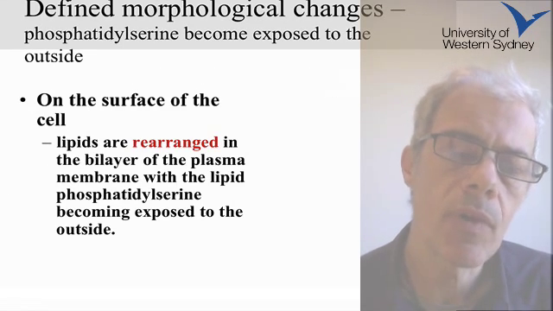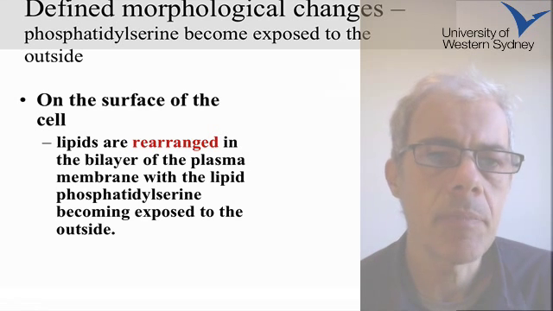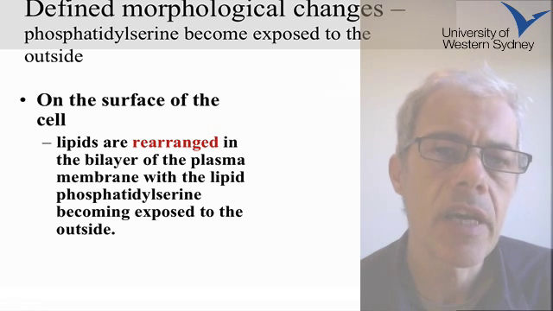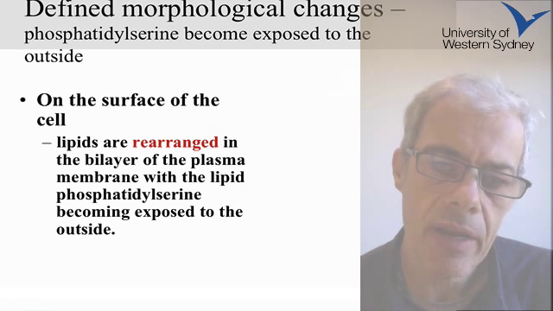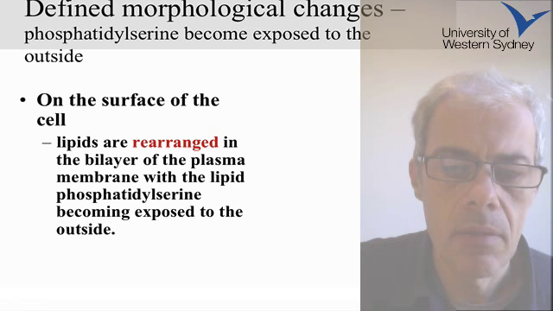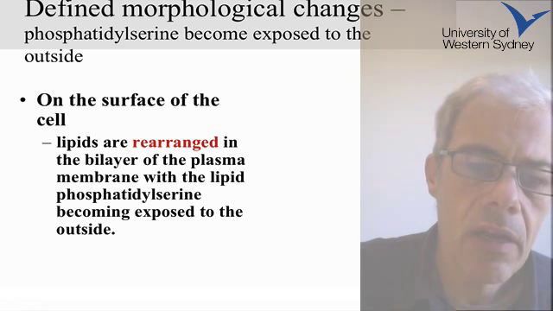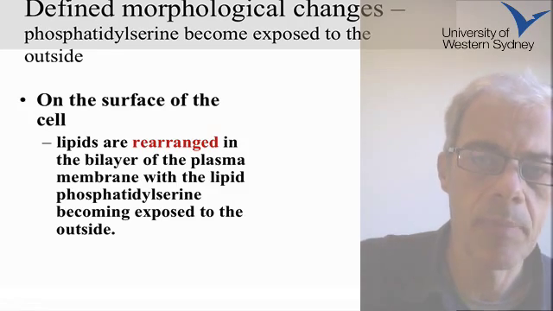Another defined morphological change that occurs during apoptosis is the flipping of the phosphatidylserine residues from the inner leaflet of the membrane to the outer leaflet of the membrane. So effectively, phosphatidylserine residues become exposed on the plasma membrane.